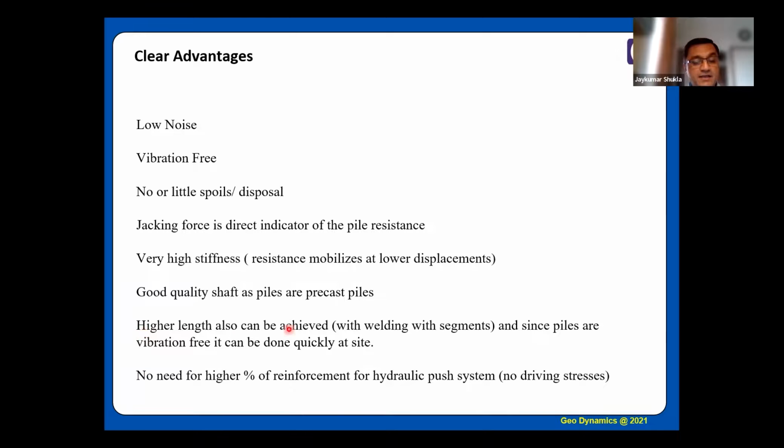And you can drive any length. We did 36 meter long piles in 3 segments, each segment welded to the other.